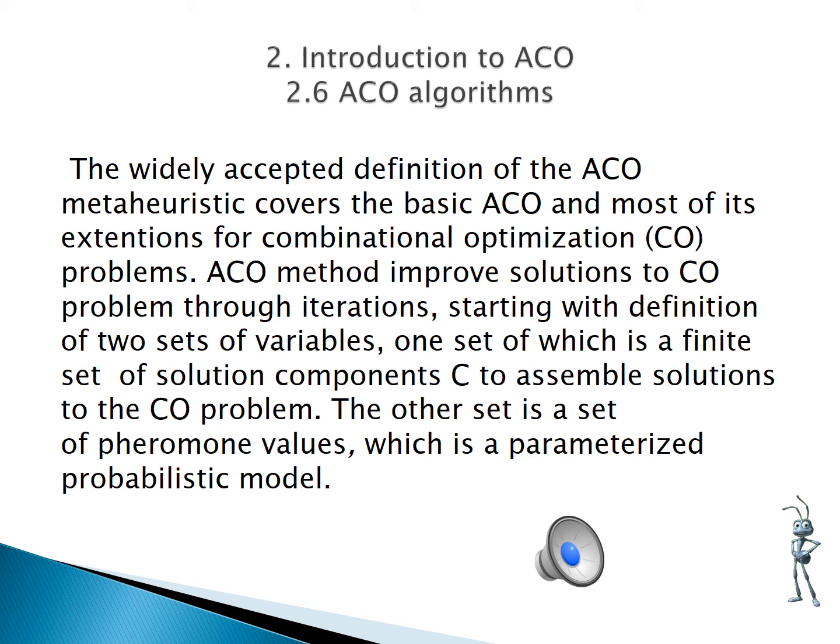The widely accepted definition of the ACO metaheuristic covers the basic ACO and most of its extensions for combinatorial optimization problems. ACO methods improve solutions to CO problems through iterations, starting with the definition of two sets of variables. One set is a finite set of solution components, C, used to assemble solutions to the CO problem. The other set is the pheromone values, which form a parameterized probabilistic model.